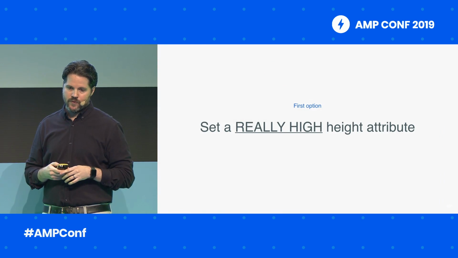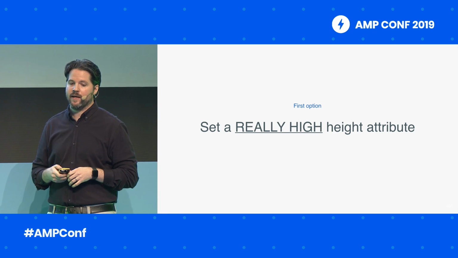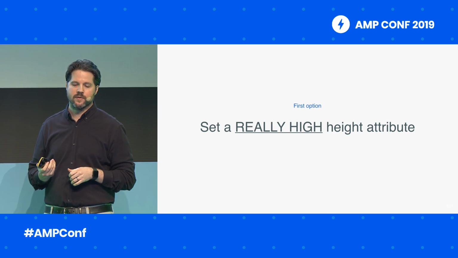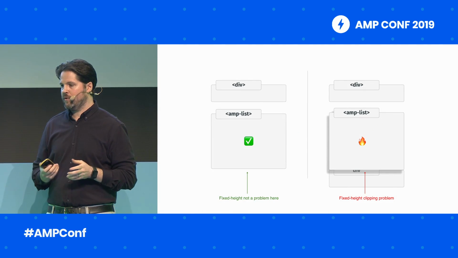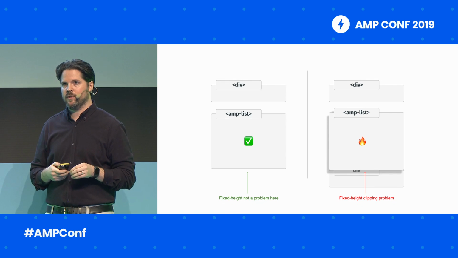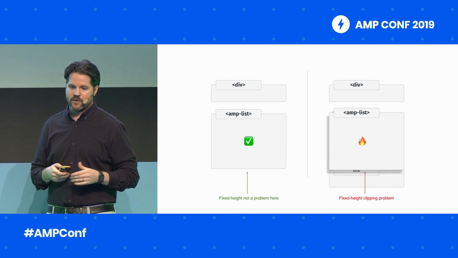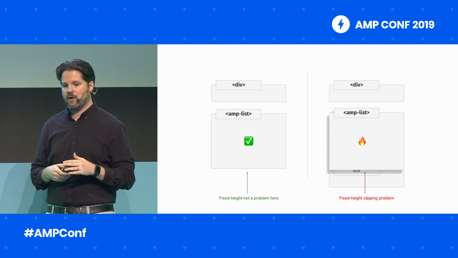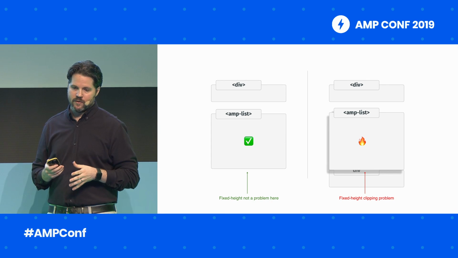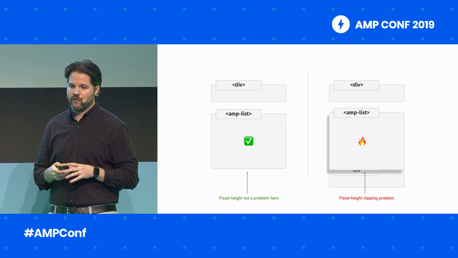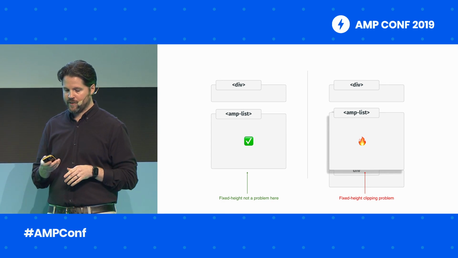First way you could get around this is to set a really high height attribute that can fit all of your content. This is an okay workaround if the AMP list component is the last component in your stack, like you see on the left. Otherwise, the AMP list is capable of clipping the content of the elements below it, like you see on the right. But again, this is still very manageable if you're very careful about the heights that you set.